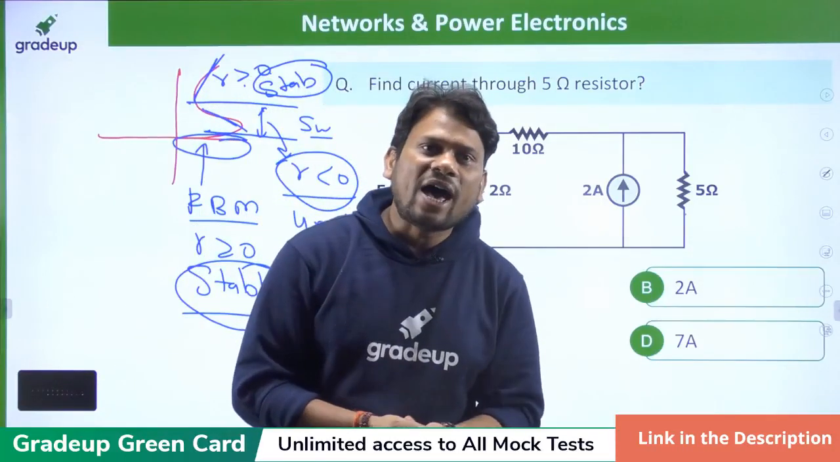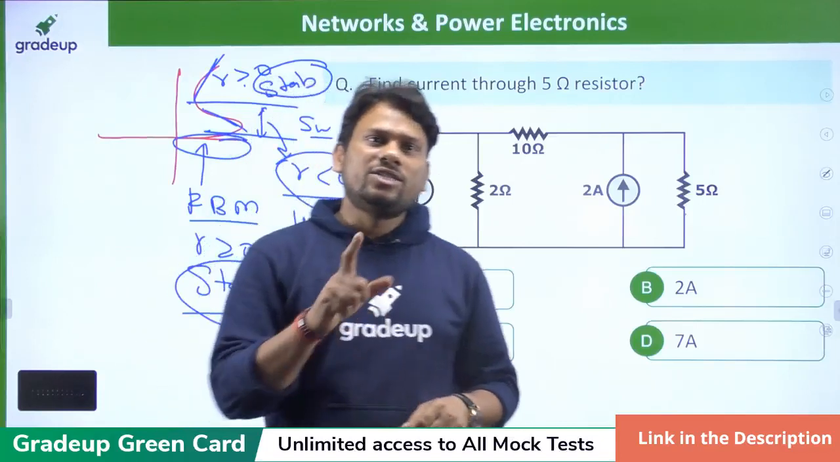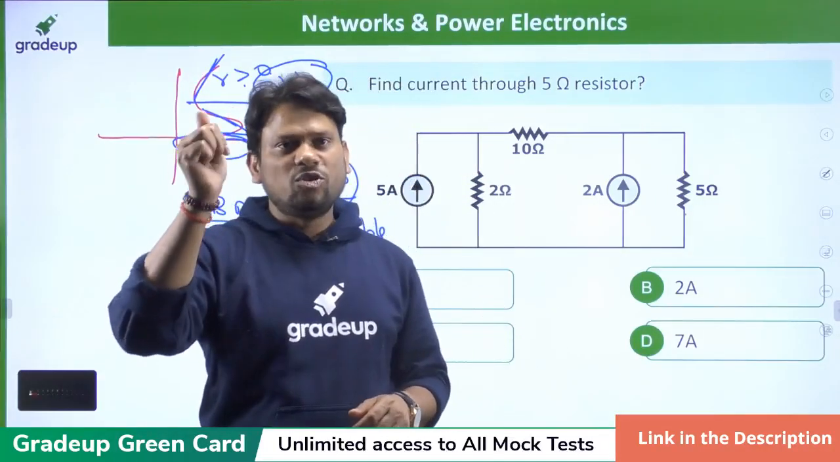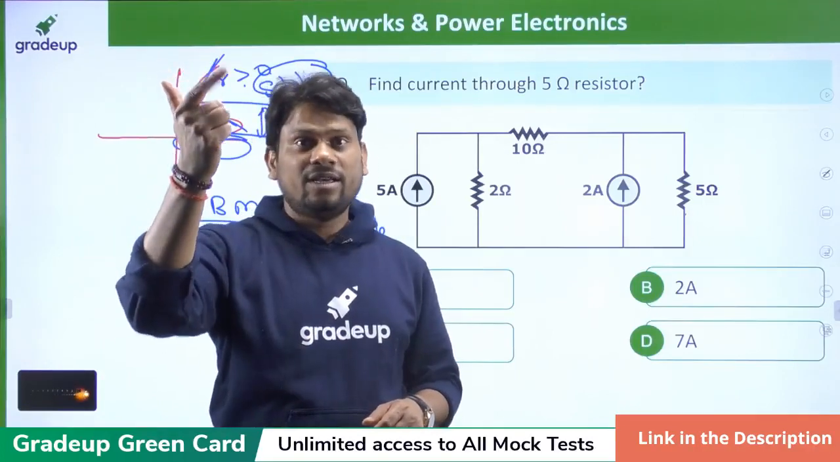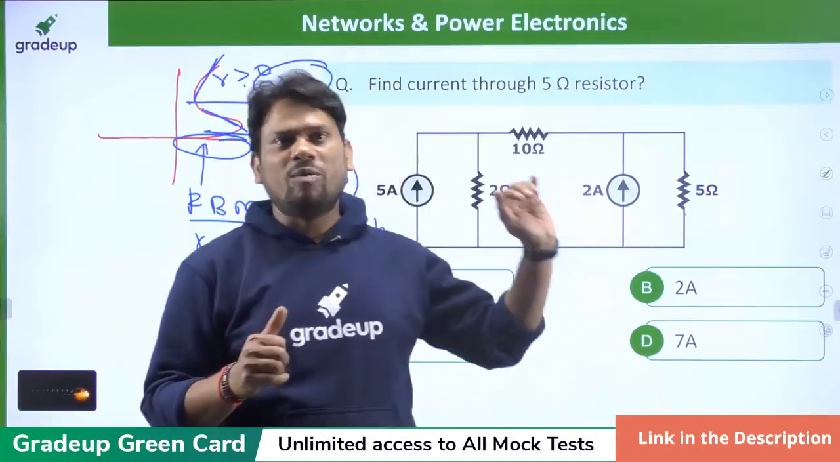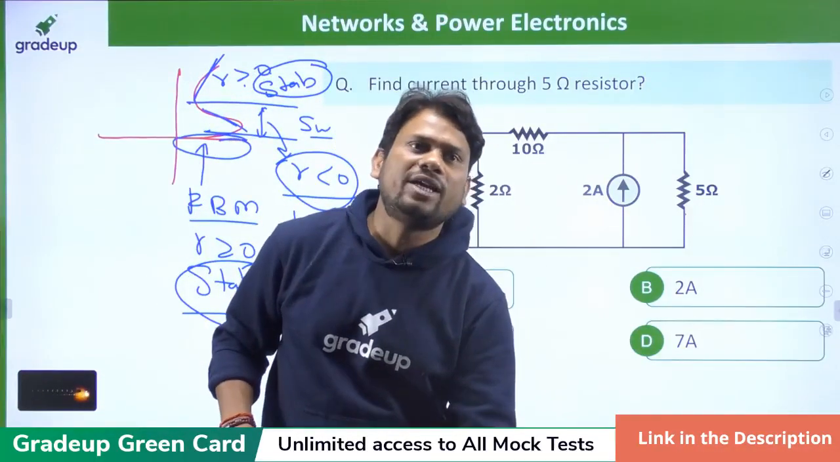Sir, does GTO have higher latching current or holding current? Yes, Shivam Rana, in GTO, holding current is very, very high, around 30 to 40% of the anode current, but in SCR holding current is around 1% of the anode current. So that is the basic difference between GTO and SCR.